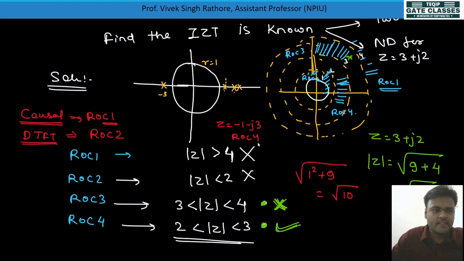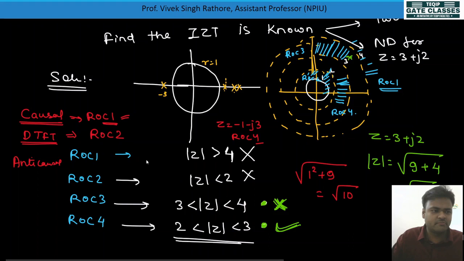And then if you are asked which inverse Z transform will be taken if your impulse response represents anti-causal. Anti-causal, as I told you in the last module also, means just the opposite of causal. So obviously the opposite of causal is ROC number 2 only. ROC number 1's opposite is ROC number 2. So we'll take ROC number 2.